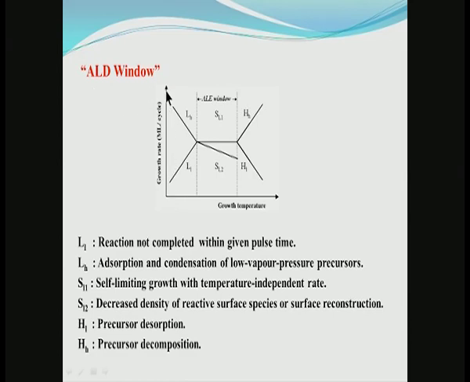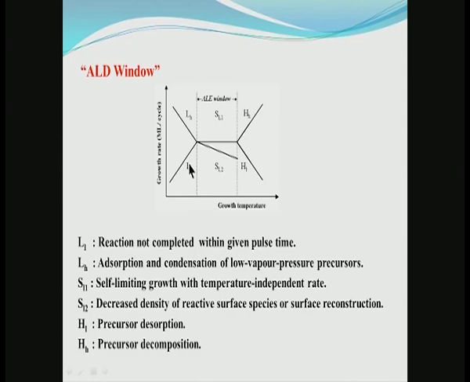What is shown here is the growth rate, that is, the growth per cycle, as a function of temperature. What you can see is that there are several regimes where growth is increasing with temperature, decreasing with temperature, or constant with temperature. Now, what is shown here in the center is the region known as the ALD window, where the growth rate is independent of temperature. What happens at low temperature and what happens at high temperature?